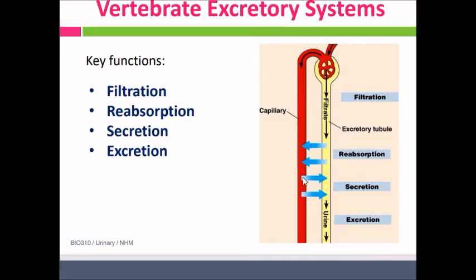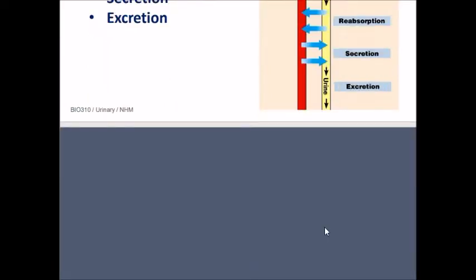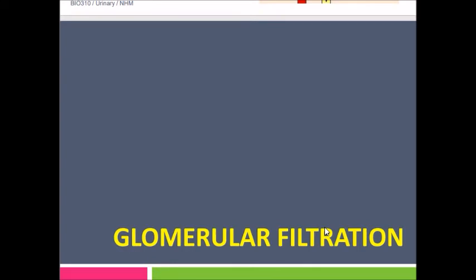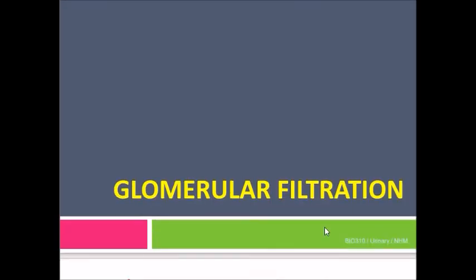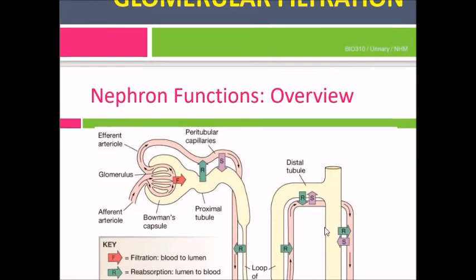and then we have secretion, where the blood vessels secrete some of the substances, and then later the filtrate will become urine, in which the urine will be excreted out from our body through the process of excretion. So now we're going to look at the first process, which is glomerular filtration.